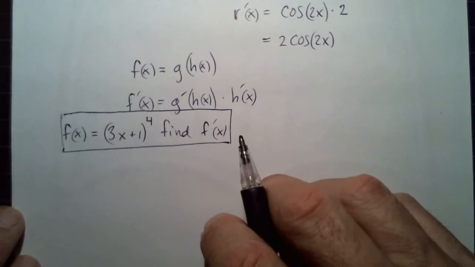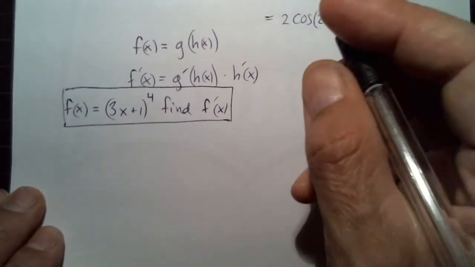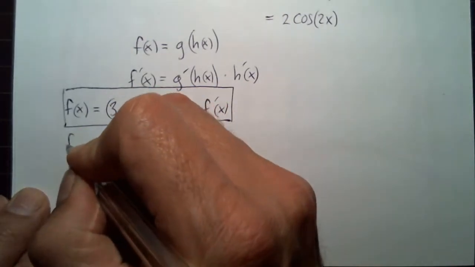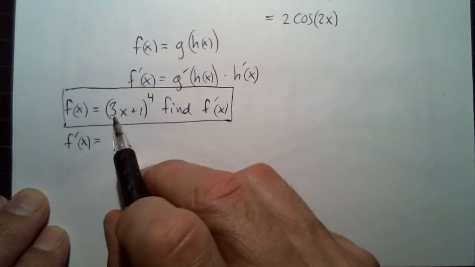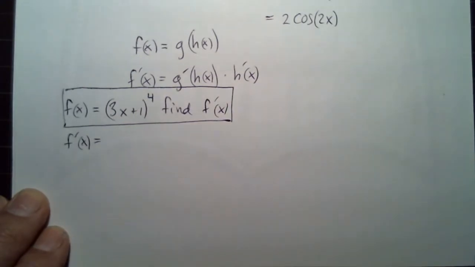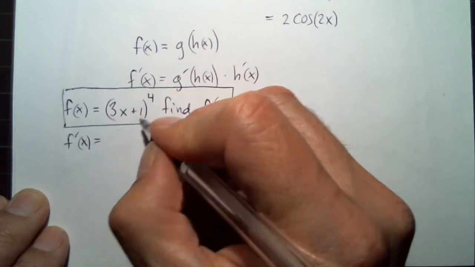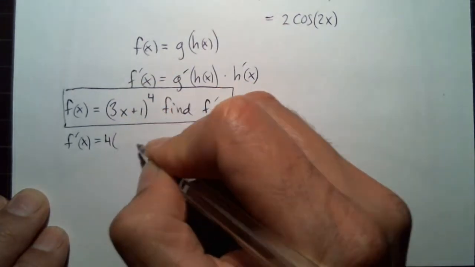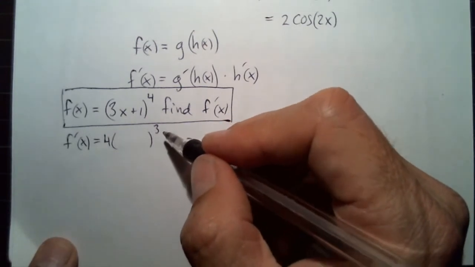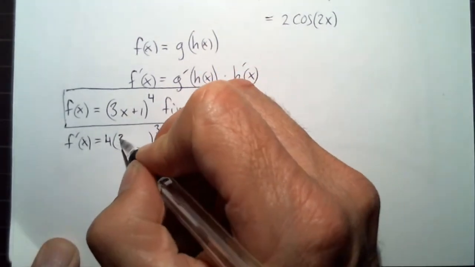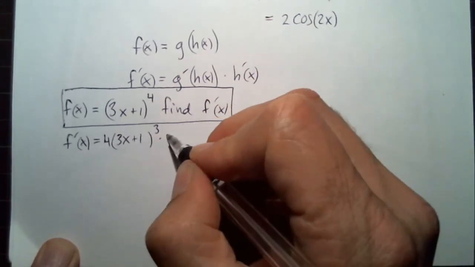We have to identify inside and outside. So let's look at the derivative of the outside. Well, that's going to be multiplied by 4. That's using the power rule. This is the derivative of the outside function, leaving the inside the same, times the derivative of the inside.